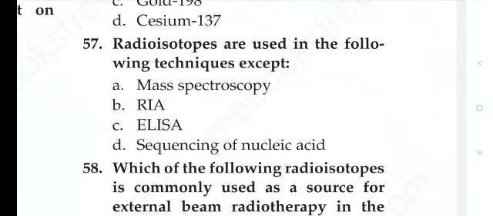Next question, radioisotopes are used in the following techniques except. Options are option A mass spectroscopy, option B RIA. Next, option C ELISA, that is enzyme linked immunosorbent assay, option D sequencing of nucleic acid. The answer of this question is option C, that is ELISA, that is enzyme linked immunosorbent assay.